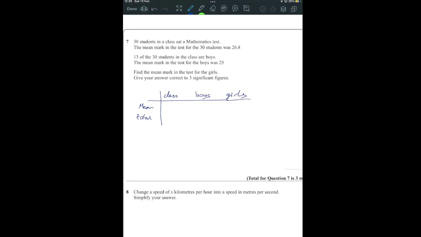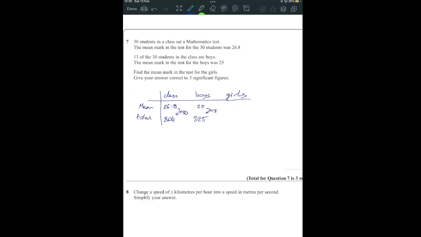So the class mean was 26.8. Well, to get to the total, we can times that by 30. There are 30 children in this class. So in total, the class scored 804 marks. Well, the boys' mean score was 25. But we've been told that there are 13 boys in this group. 25 times 13. The boys scored a total of 325.